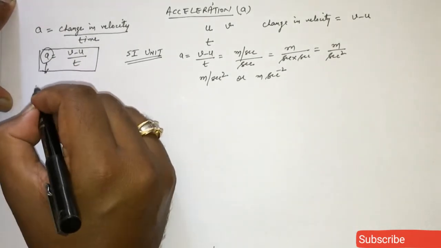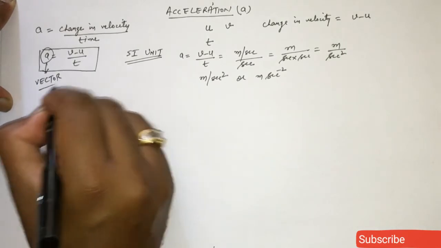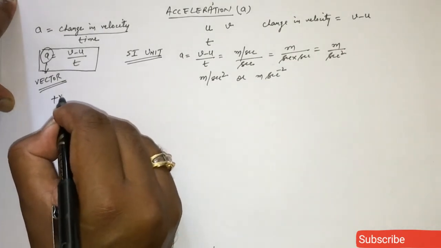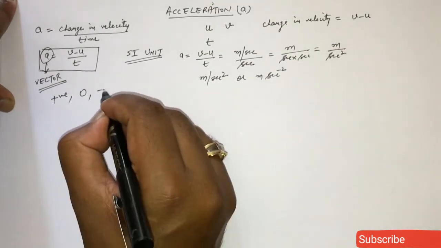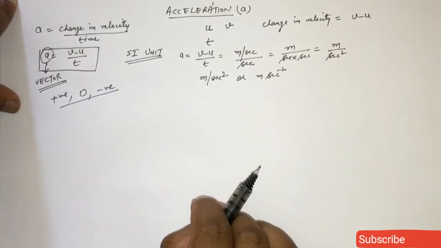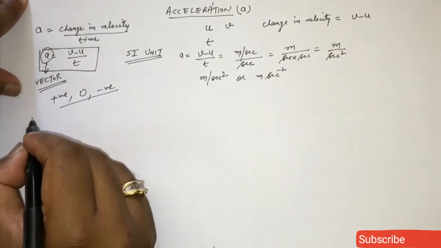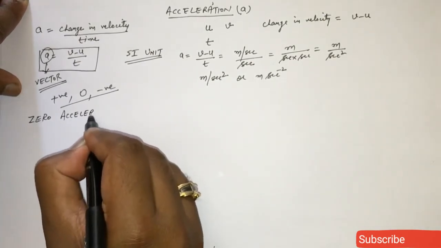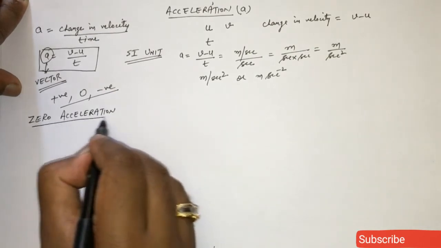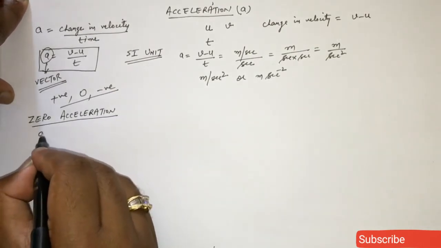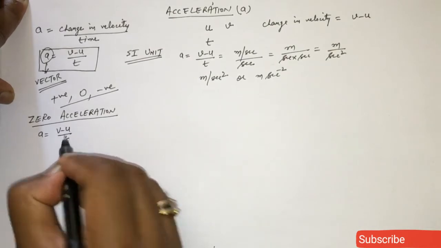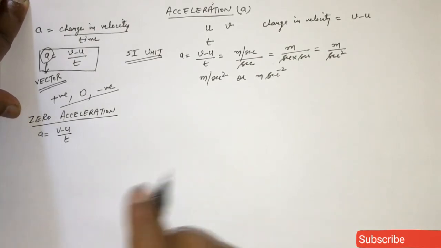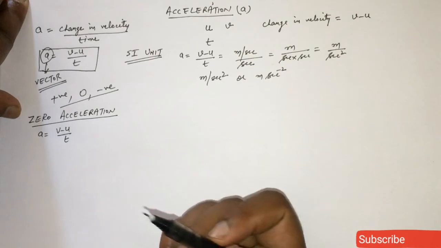Clear? Now acceleration is a vector quantity. So it can be positive, it can be zero, it can be negative also. Fine. So let's start with zero acceleration. Zero acceleration. Fine. So we have the formula A is equals to v minus u upon t. Zero acceleration means constant velocity, means the case where the initial and the final velocity is same.